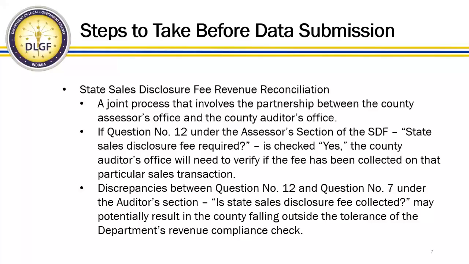Discrepancies between number 12 and number 7 under the auditor section, "Where is the state sales disclosure fee collected?", can result in the county falling outside the tolerance of the department's revenue compliance check. So again, we're just trying to give you as much information here ahead of time so that we don't have the non-compliance issue that we then have to circle back and get corrected.